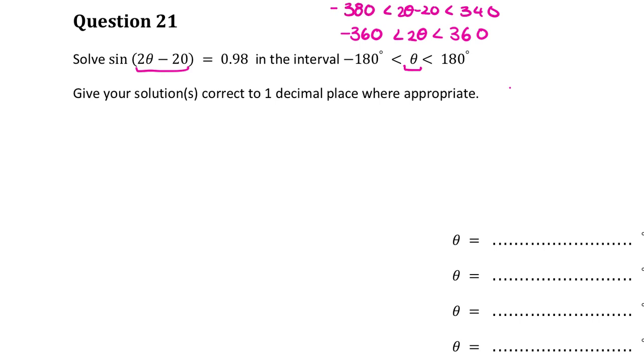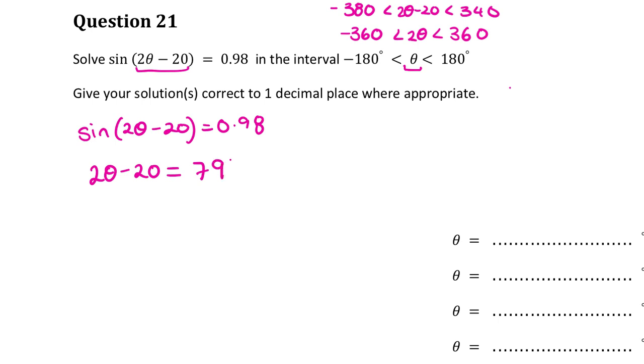This now tells me what to do. So sine of 2 theta minus 20 equals 0.98. That means 2 theta minus 20 equals shift sine 0.98. Okay, we're going to have 78.5 degrees. Now, just to make our life easier for this one, we're just going to do it to one significant figure. So I'm just going to do 79 degrees, okay?